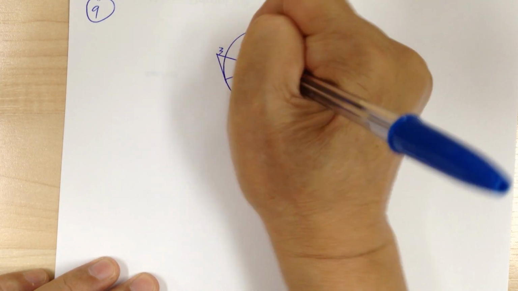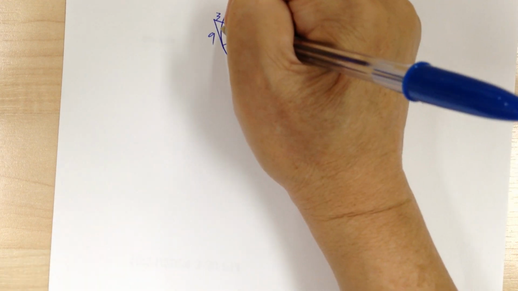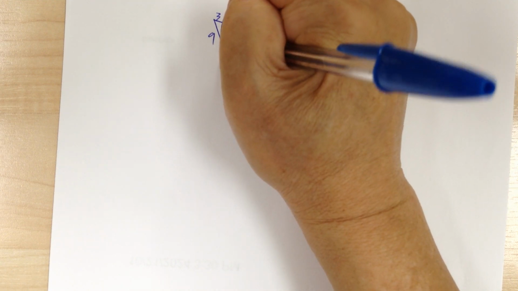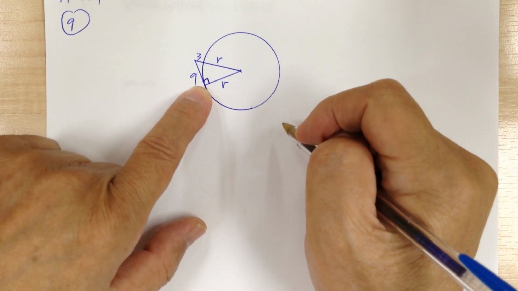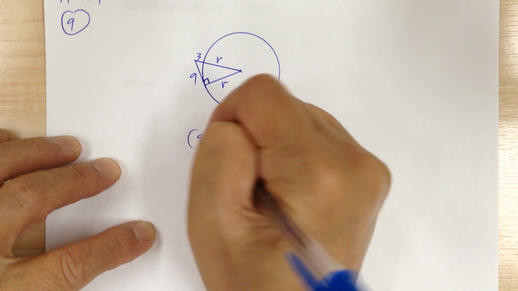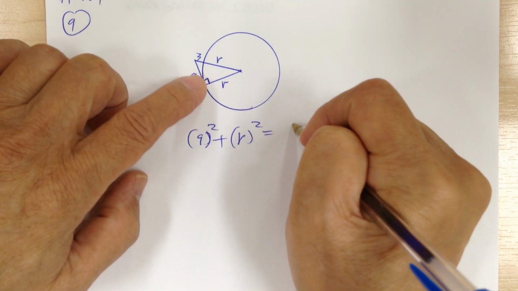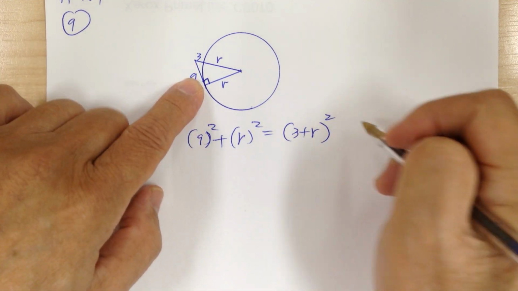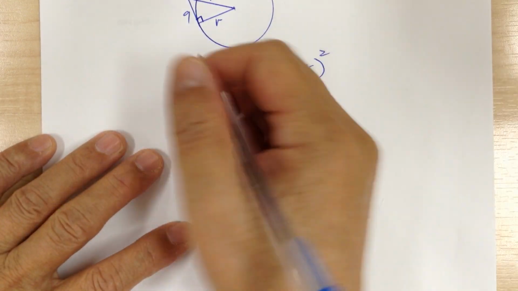Okay, so this is 3, r, 9, r. Now it tells you that this is a tangent, so that means this is a right triangle. So right away you have to use your Pythagorean theorem: a squared plus b squared equals c squared. Now c is 3 plus r. So again, a squared plus b squared equals c squared. Okay, so work it out.